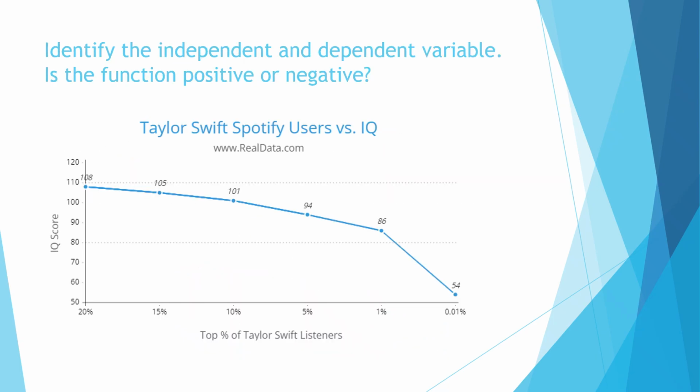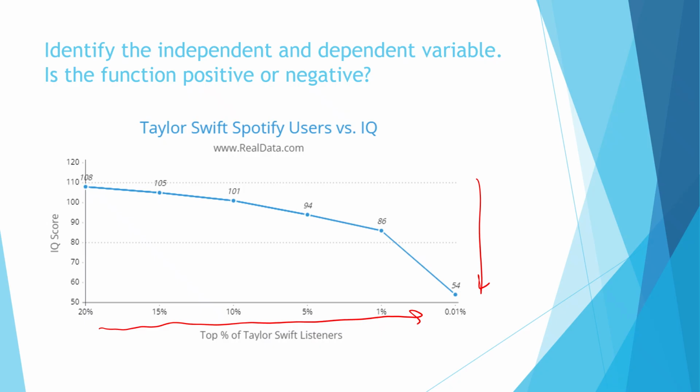So let's take a look at this real data, this real graph that I pulled, definitely not AI generated, where we're looking at Taylor Swift Spotify users versus IQ. Here we see as you get closer and closer to the top percentage of Taylor Swift listeners, the IQ drastically goes way down. Let's label or identify the independent and dependent variable, and then identify whether this whole function is positive or negative.